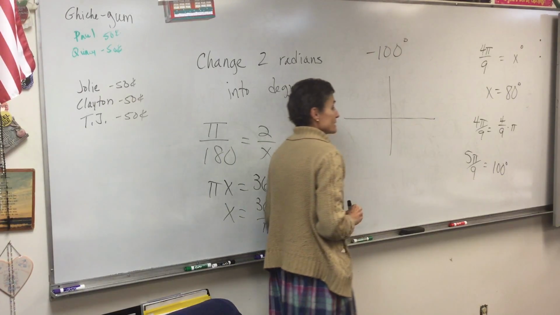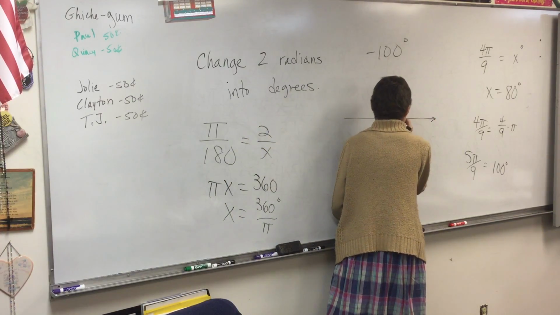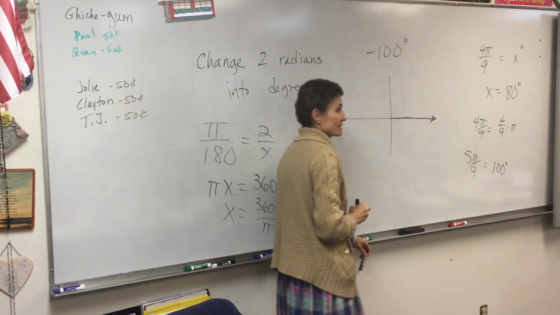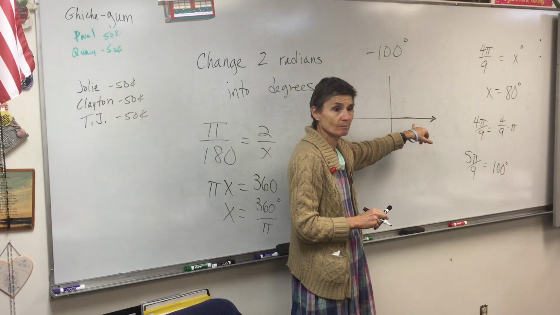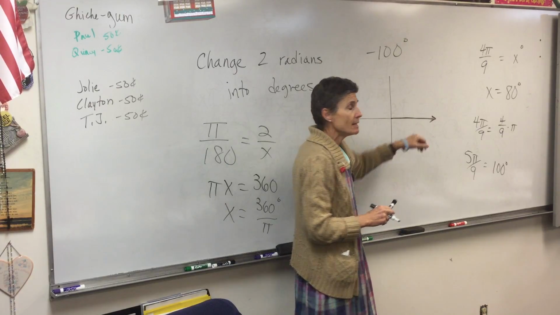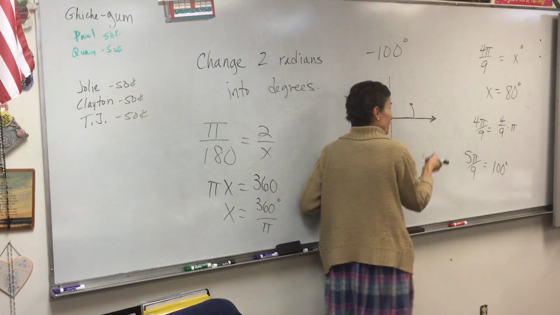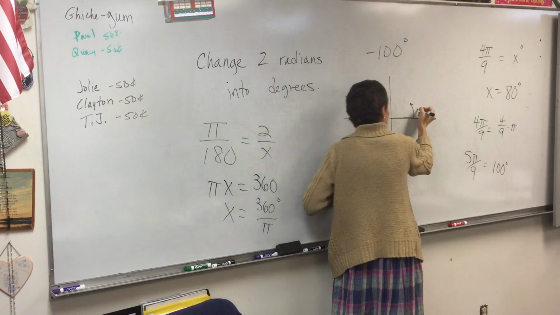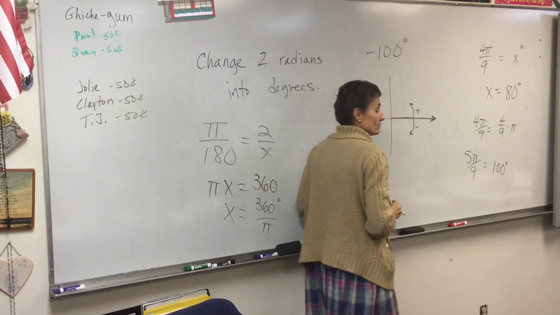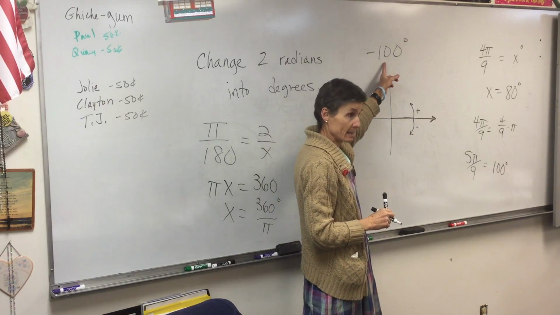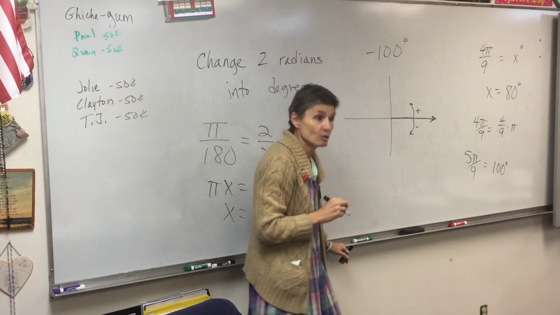When we draw an angle in standard position, we always start measuring it from the positive x-axis. This is what we call the initial side of the angle, the starting side. If the angle is positive, we rotate up, counterclockwise. This would be a positive angle. If the angle is negative, we go down. So our angle is negative, so we're going to go down, and we're going to go 100 degrees.